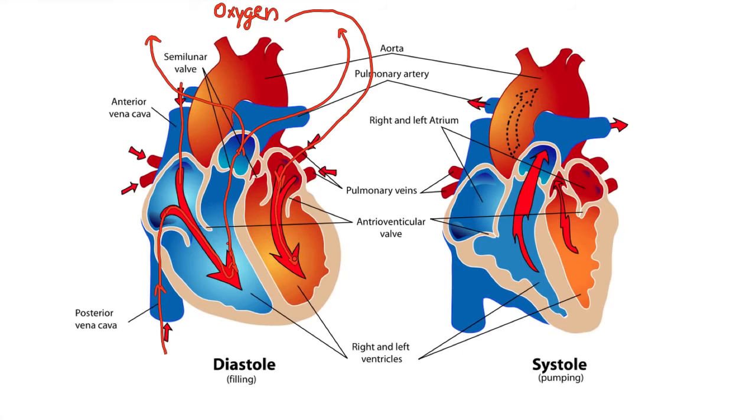Once the blood is in the left ventricle, it contracts, and that sends the blood through the semilunar valve, or the aortic valve in this case, into the aorta, and then that blood can go to the rest of the body. Now, I know this looks a little confusing with all of these arrows, but let's follow that one more time.